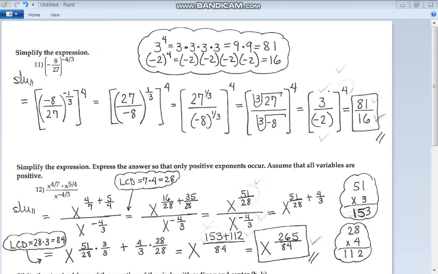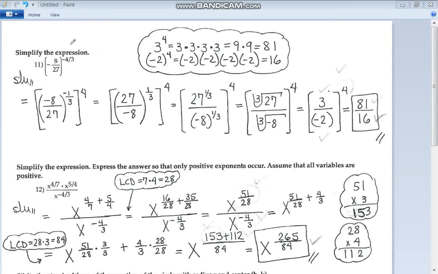Math 7A, Exam 1, question number 11. Simplify the expression, parenthesis, negative 8 over 27, that's our base, raised to the negative 4/3 power. Okay, so what I did is I said, okay, I'm going to decompose this because I know that 8 and 27 are pretty sweet numbers because they're perfect cubes.